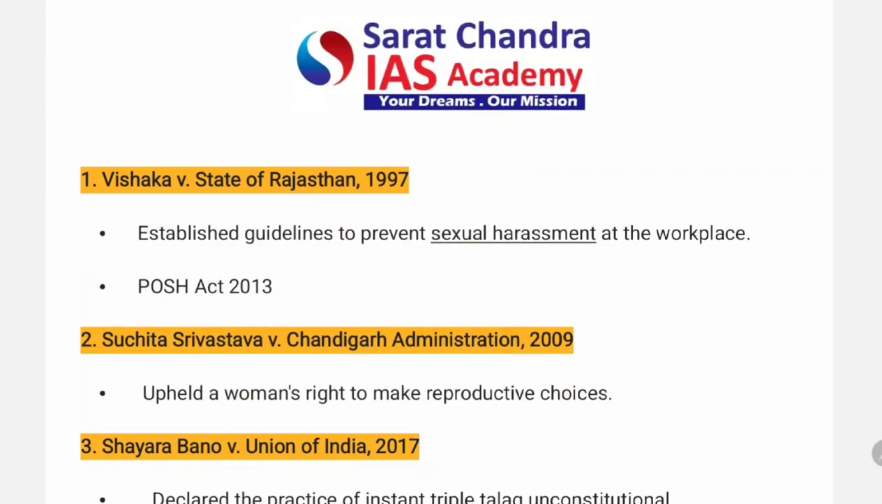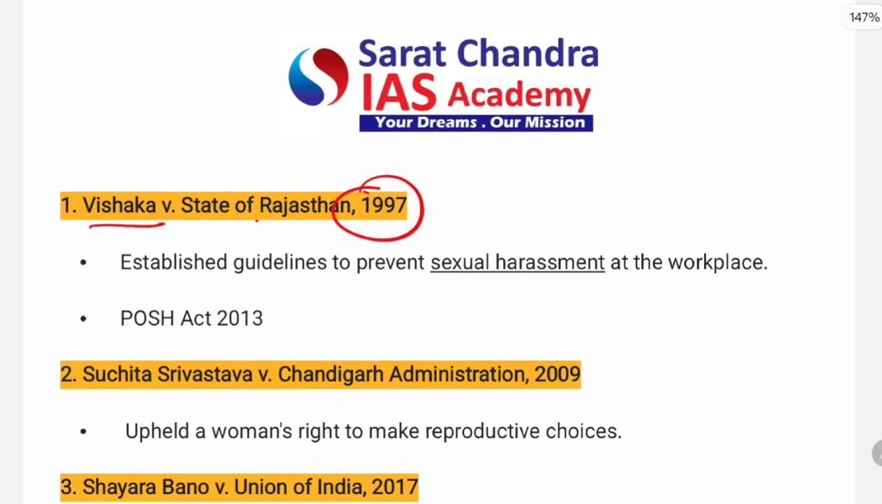The first case law is Vishaka versus State of Rajasthan of 1997. This is one of the very important judgments where the Supreme Court addressed the issue of sexual harassment at the workplace. In this judgment, the Supreme Court gave certain guidelines to be followed by different workplace organizations to prevent sexual harassment against women. In light of this judgment, in 2013, the POSH Act, that is the Prevention of Sexual Harassment at the Workplace Act 2013, was passed.